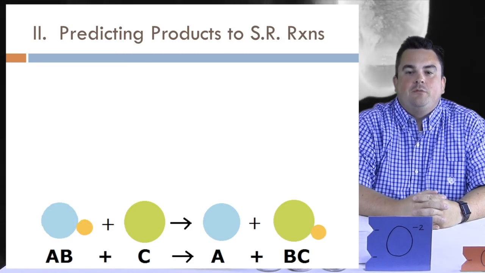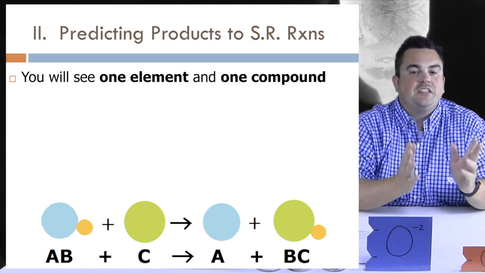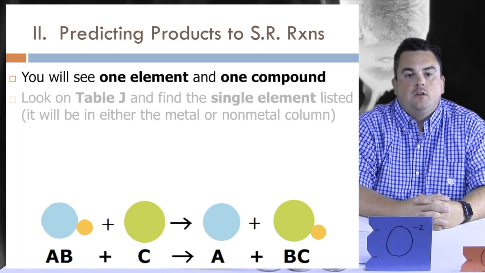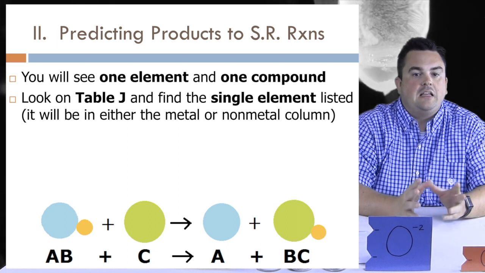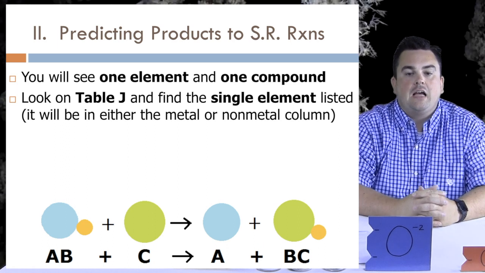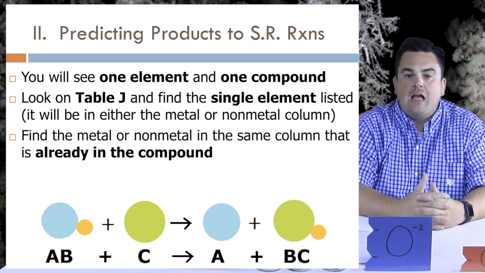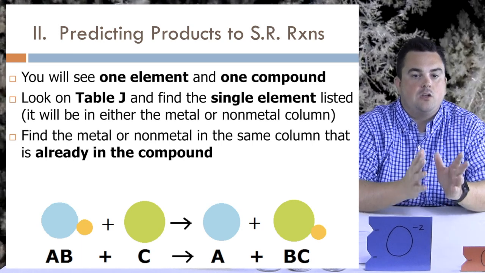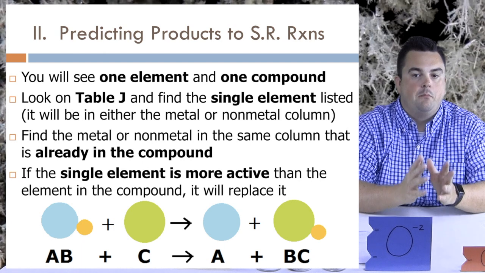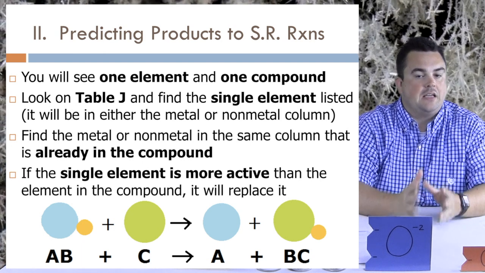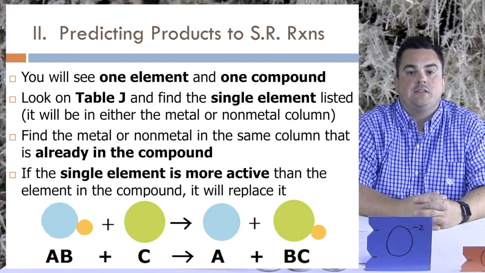Predicting products to single replacement reactions. You will see one element and one compound. Look on table J and find the single element listed. It will be in either the metal or non-metal column. Find the metal or nonmetal in the same column that is already in the compound. If the single element is more active than the element in the compound, it will replace it.